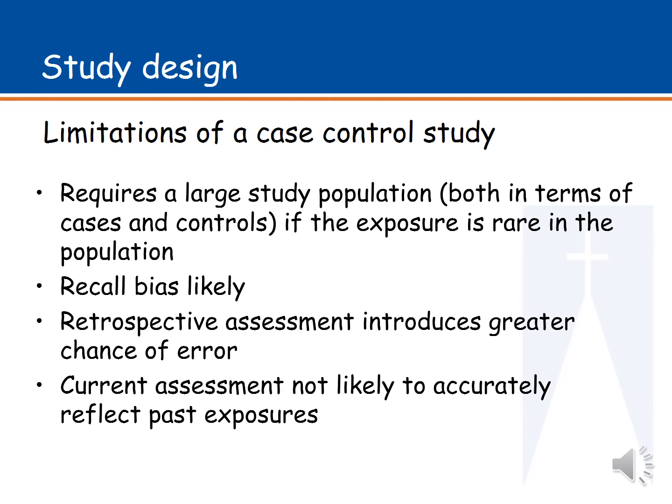Another issue here is, remember, we identified the cases and controls, and we identified their exposure based on a question that we asked them. Did you have access to PPEs, in particular masks? So recall bias is likely, and recall bias is the idea that people who have the disease will remember differently than people who did not have a diagnosis with the disease. So retrospective assessment, because of recall bias, introduces a greater chance of error than if you assess exposure before any disease condition occurs.